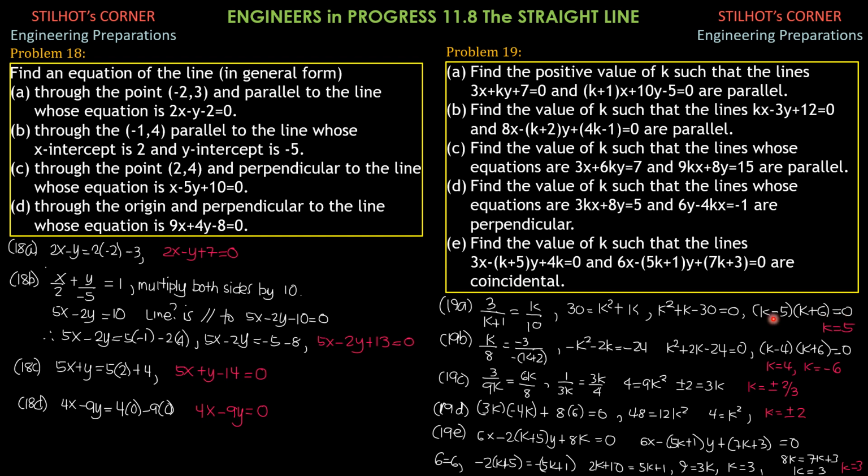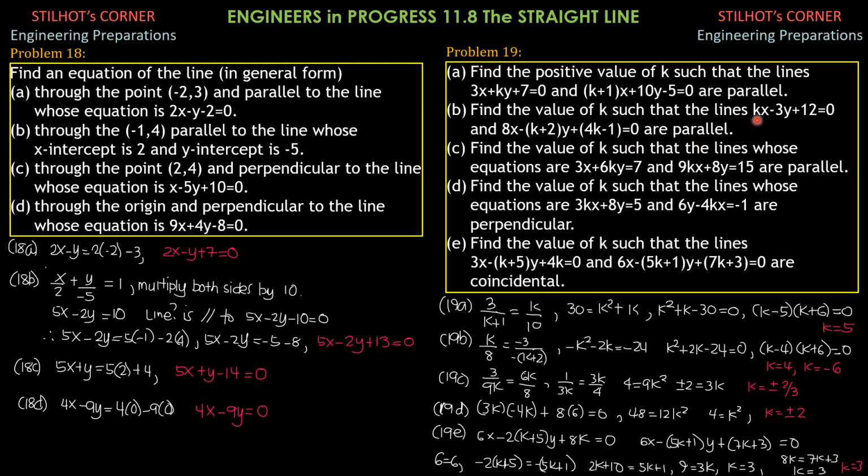So there are two values of k, 5 and negative 6, but since the condition is positive value of k, therefore we only consider the positive value of k, which is 5. So that's 19a. For 19b, find the value of k such that the lines kx minus 3y plus 12 equals 0 and 8x minus quantity k plus 2y plus 4k minus 1 equals 0 are parallel.